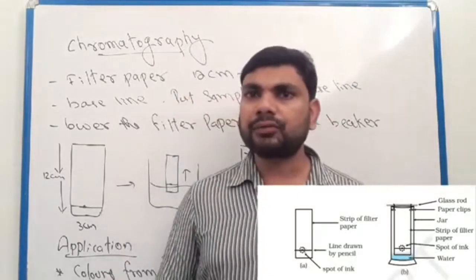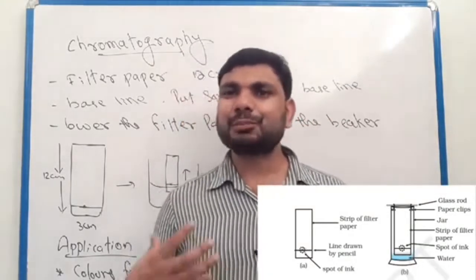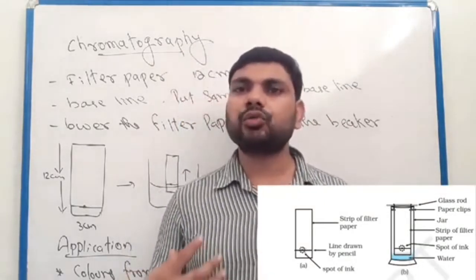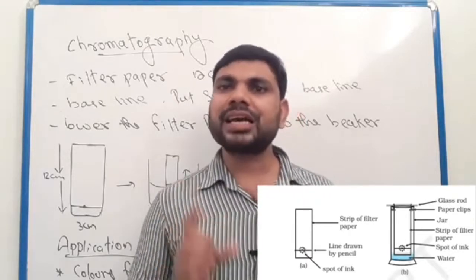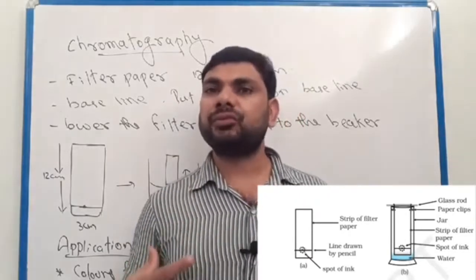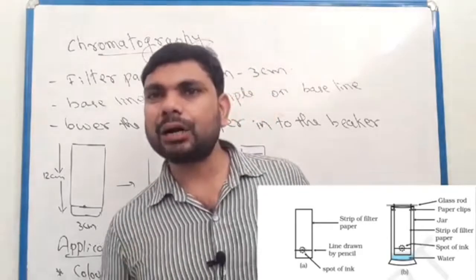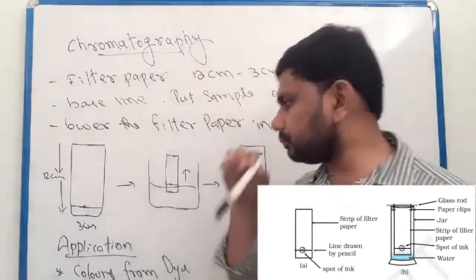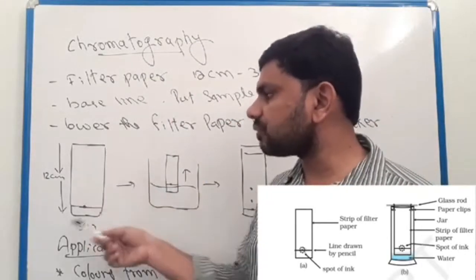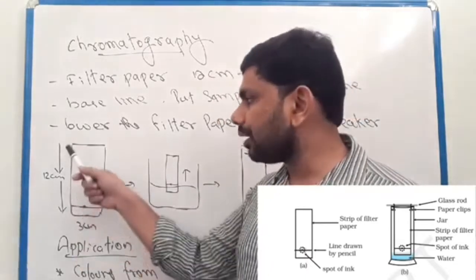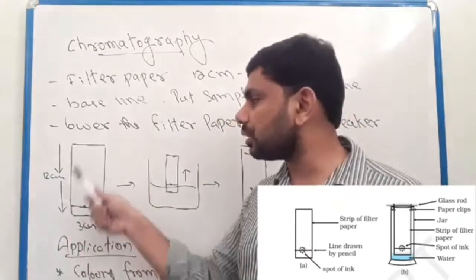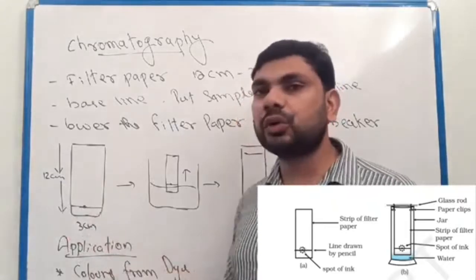For chromatography, we will use a special type of paper called chromatographic paper. Also, we can do this experiment with the help of normal filter paper. So take out a filter paper. This is the size of filter paper we will use for chromatography, around 12 centimeter length and 3 centimeter width.